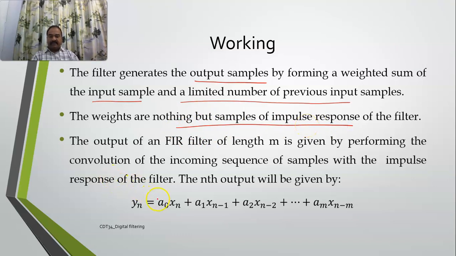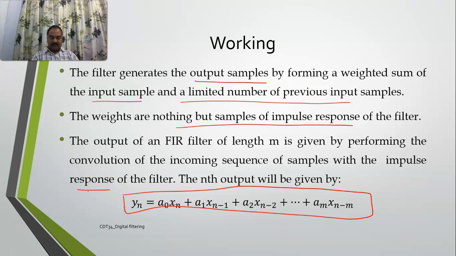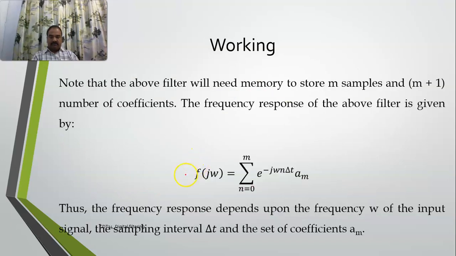So if I represent it as an equation, this is the expression of the output of your filter. It is just the convolution of the incoming samples with the impulse response. So this is your mathematical expression. This is the frequency response of that particular signal.